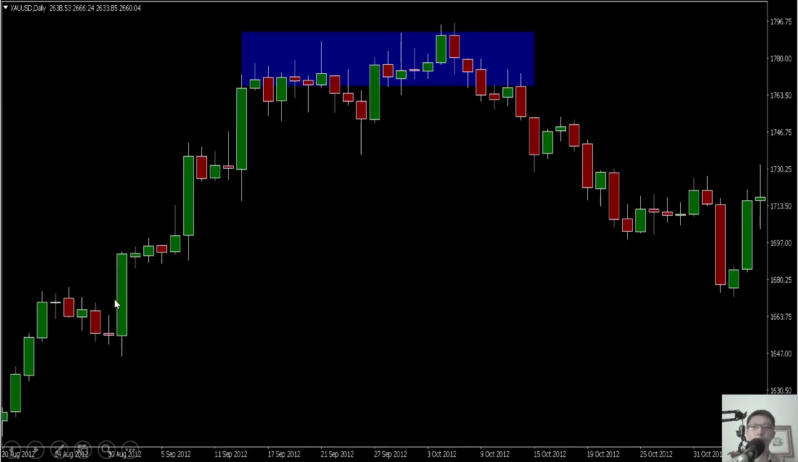After a big uptrend, price starts to pause for a while. See, after reaching this area, price starts to go down. The sellers push into the downside, and then push again here, and then push again, so a downtrend begins. Okay, so this blue box is called a resistance area.